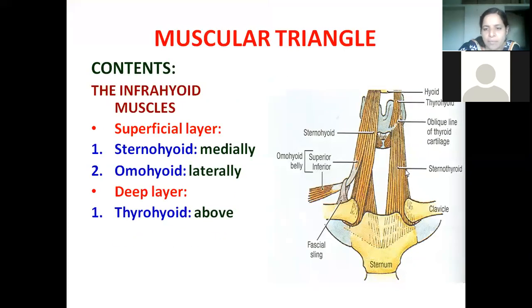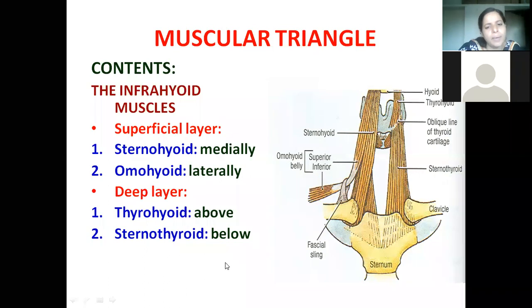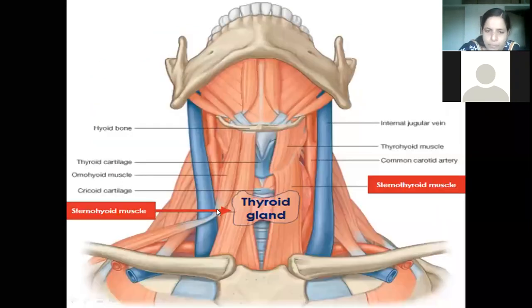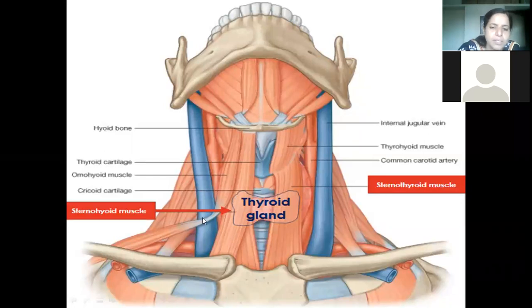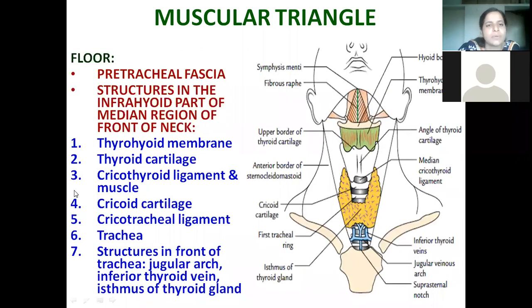Just now I have already shown you all these muscles. What are those? We have sternohyoid, then superior belly of omohyoid. This is sternohyoid, this is the superior belly of omohyoid. If you cut these muscles, we have sternothyroid and thyrohyoid. So these are the muscles. So many pictures I kept. So this is sternohyoid, then this is the superior belly of omohyoid. If you cut these muscles, then we have sternothyroid, then we have thyrohyoid muscles. So that is the muscular triangle.